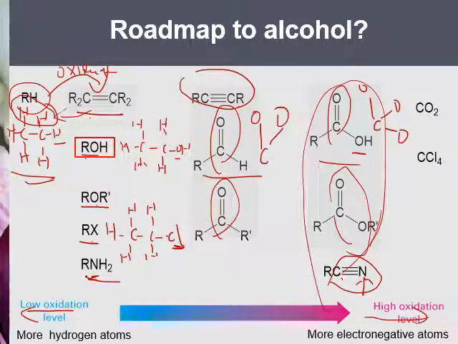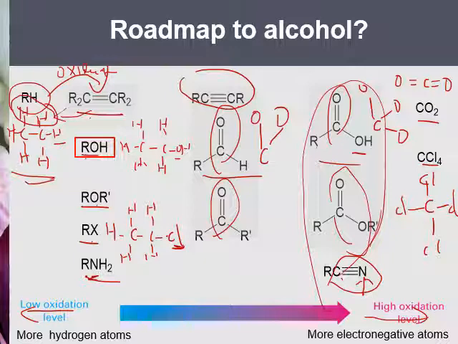The highest oxidation level compound is the CO2. CO2 is carbon with two oxygens, but both are double bonds, and so it's as if carbon is connected to four oxygens. Similarly, carbon tetrachloride, four chlorines. That's the highest oxidation level.